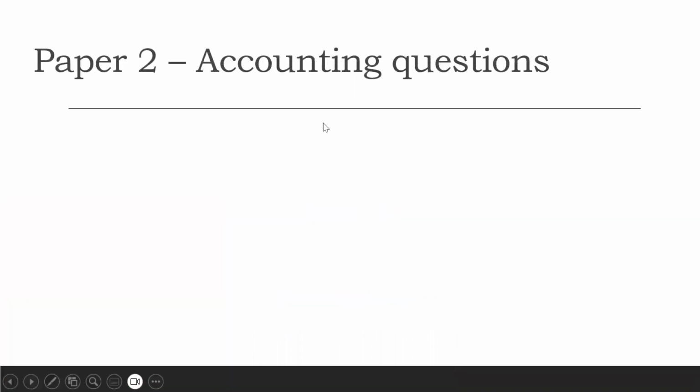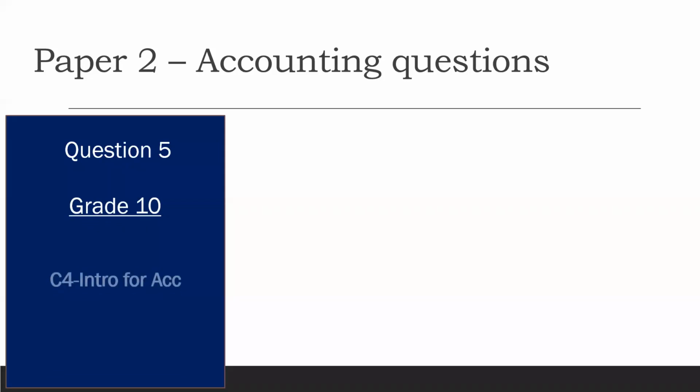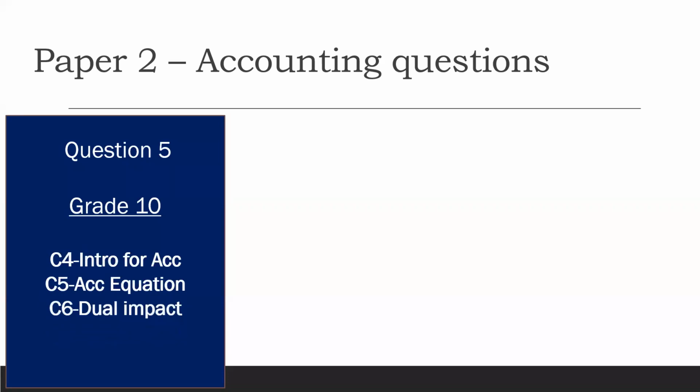Now we come to the accounting questions, paper 2. So there are 3 questions. The first question from the accounting section is question number 5. This comes from grade 10, introduction to accounting, chapter 5, accounting equation. Very, very important topic. You cannot skip that topic. Accounting equation, very, very important. Dual impact on transactions, petty cash book, and cash book. And chapter 10, journals. So you would have learned journals: sales journal, purchase journal, and general journal.